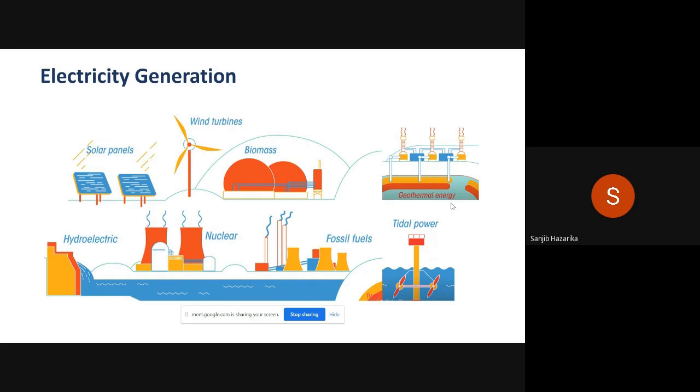Geothermal plants are used by some countries, mostly in the northern region of the globe, like Iceland or Norway. And other than that, biomass is also used in some form for electricity generation.